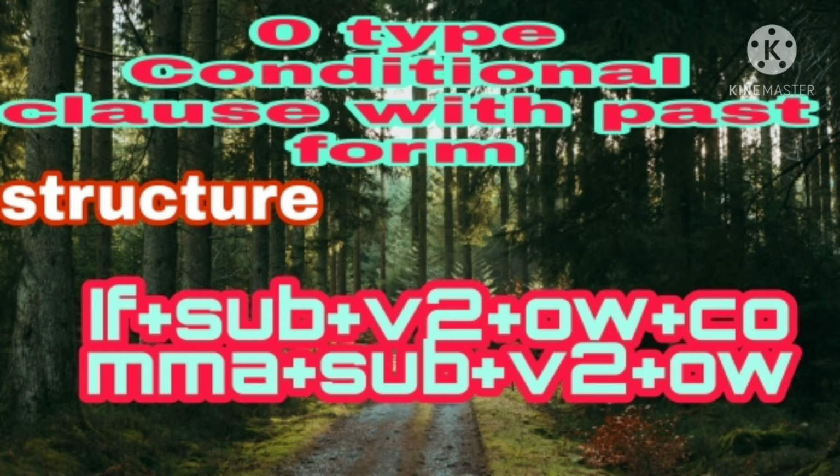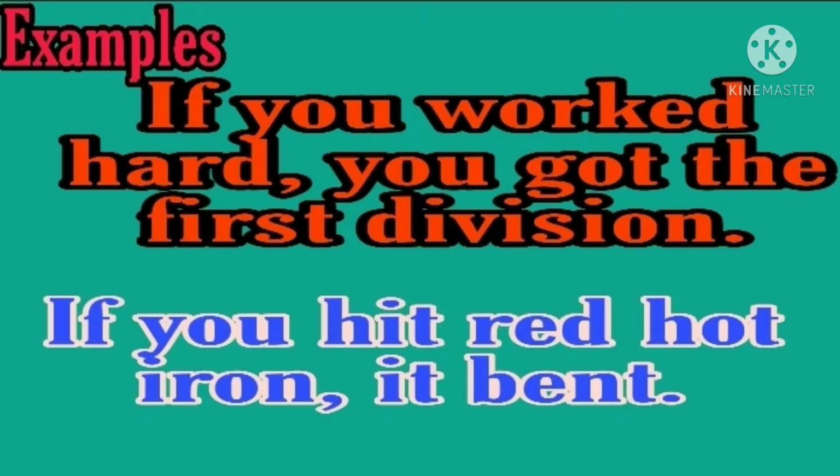Students, now I want to show you the zero type conditional clause with simple past or past indefinite form. Here the structure is if plus subject plus verb 2 plus other words, use a comma, plus subject plus verb 2 plus complements or other words. Let's see some examples related to it. Students, we have: if you worked hard, you got the first division. Here the subordinate clause is "if you worked hard," use a comma, and "you got the first division" is the main clause.